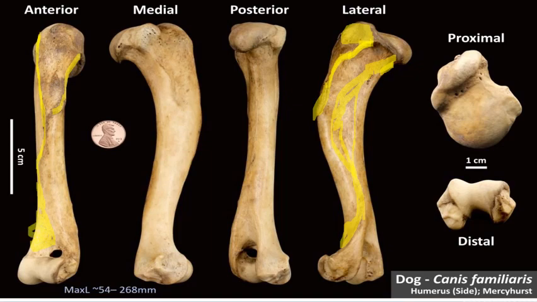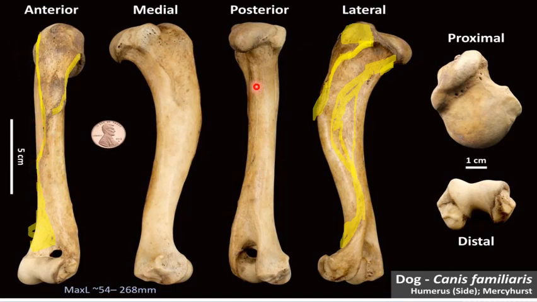So you can see that this crest of greater tubercle finally reaches the musculospiral group, and finally it forms the crest of humerus here.